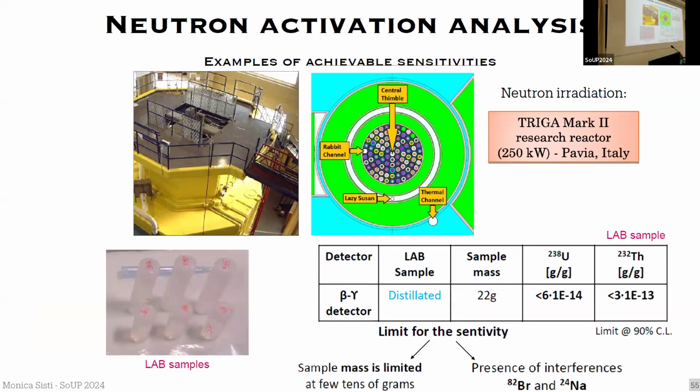This is another sample, for the liquid scintillator of JUNO. And this was done with a beta gamma detector. But you see here, we are quite below the sensitivity that is needed for JUNO, 10 to minus 15. I mean, with a laboratory sample that is very small, it's very difficult to get to these very high sensitivities. And the main limits are the sample mass that is limited and the presence of interferences.